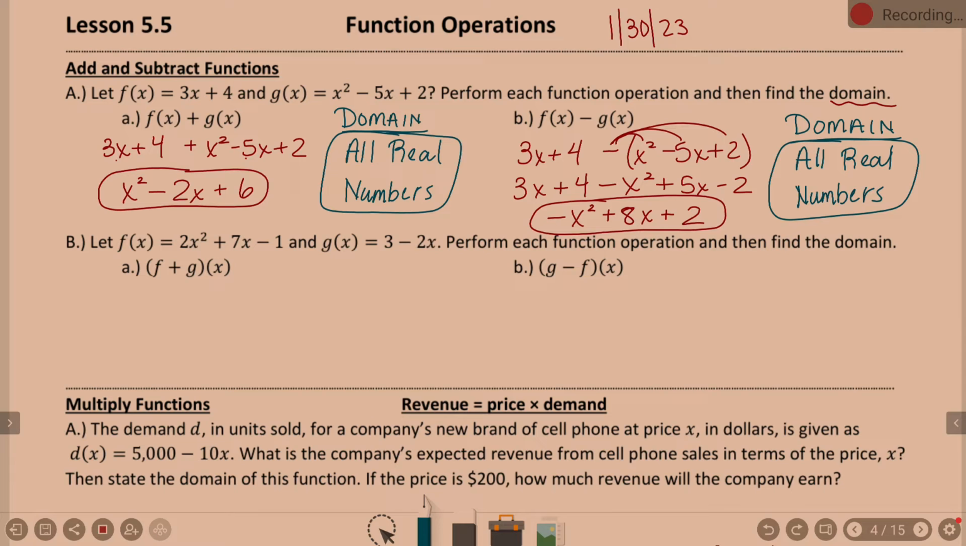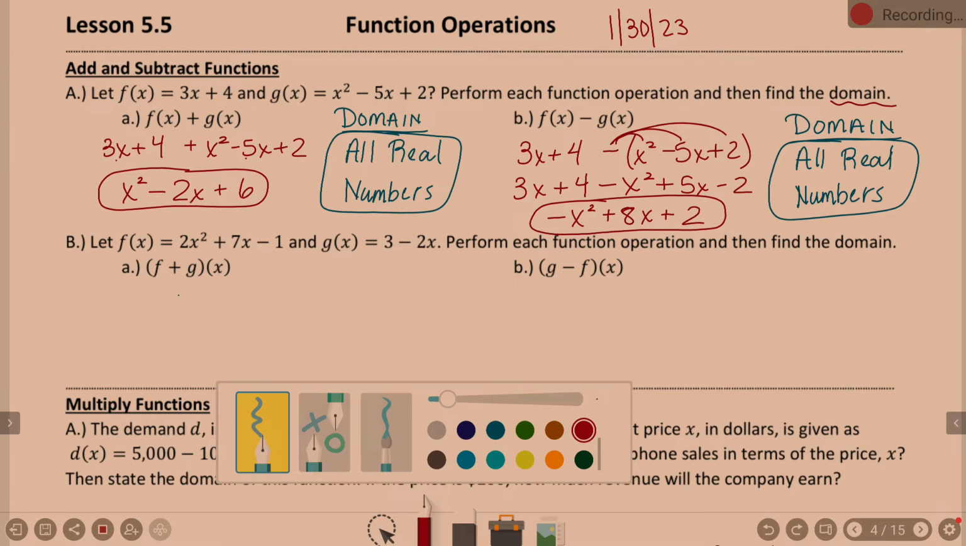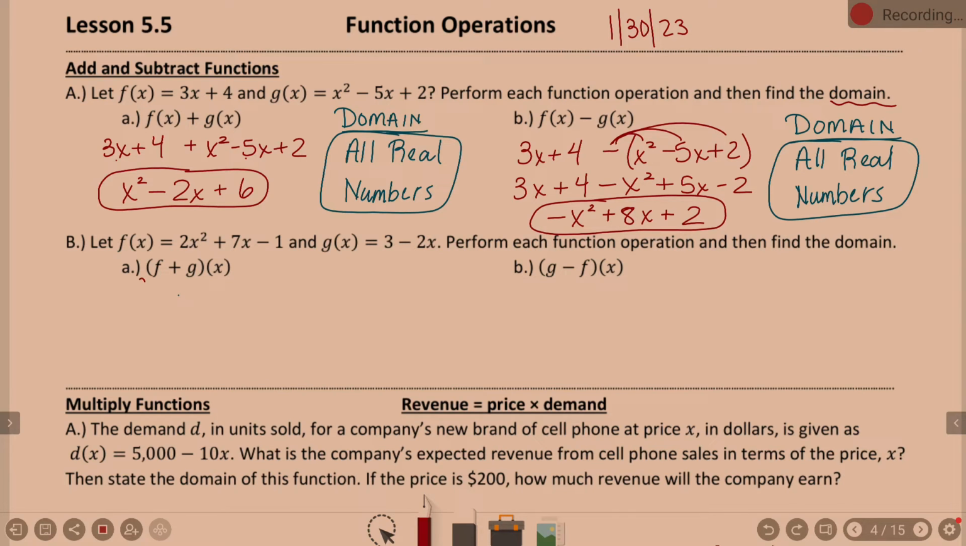Let me show you something though. Notice on the first A up above, it was f of x plus g of x, yes? This A is asking us to do the same thing. It's just slightly different notation. So this is still saying f of x plus g of x. But a different way you might see them write it is f plus g of x. However, as I said, this is still f of x plus g of x. So don't try and do anything fancy. You're still just adding those two functions. So looking for your like terms and adding.